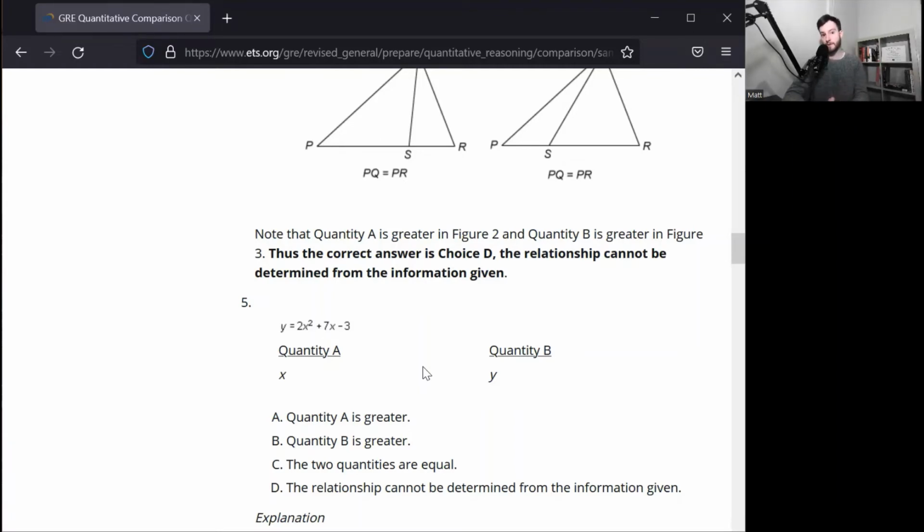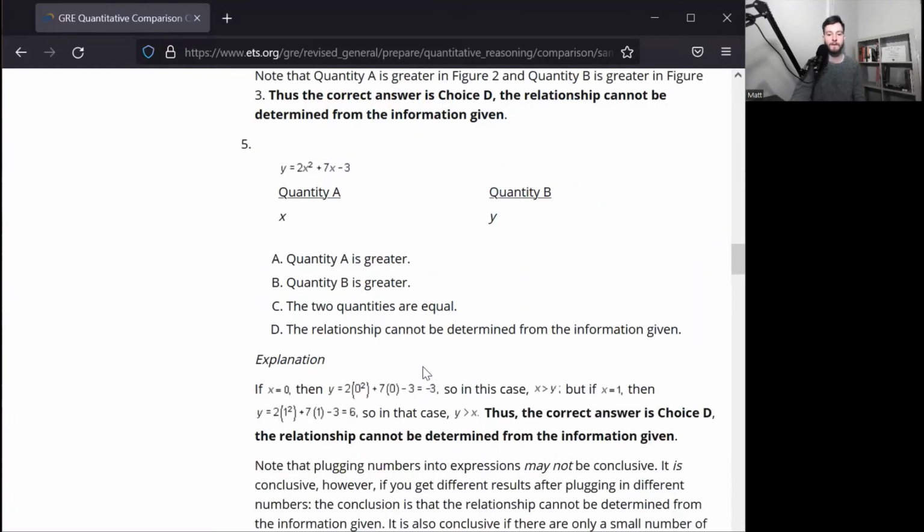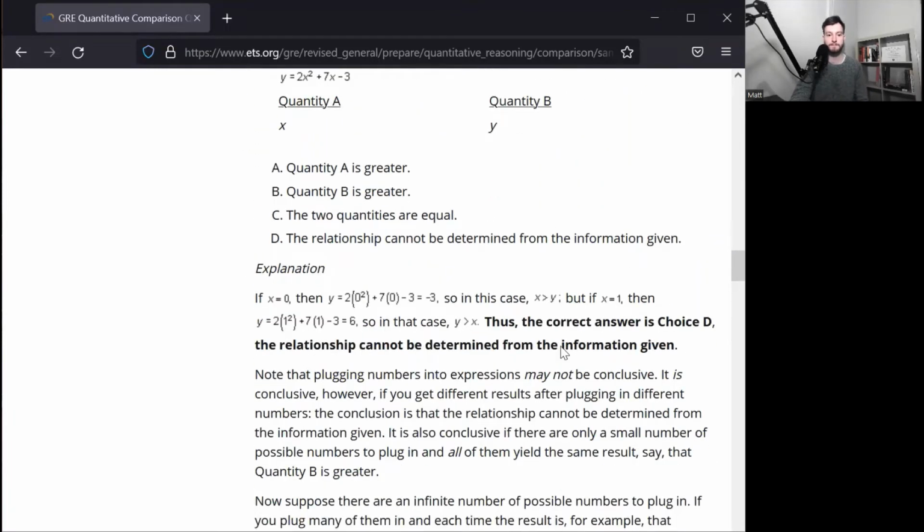And what answer do we pick when we have conflicting results? In one case, we had A is greater. The other case, B is greater. Yes, we picked D. There you go. D is the answer.